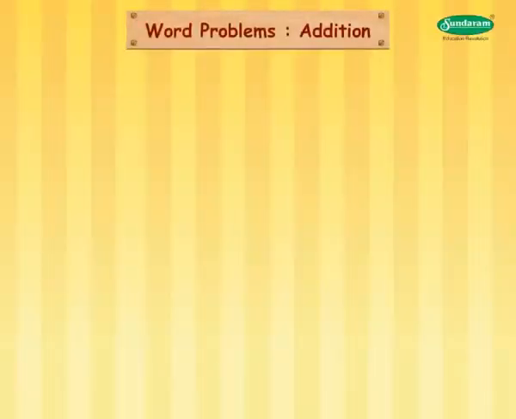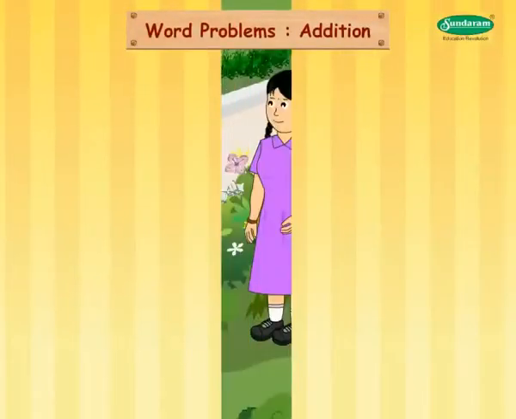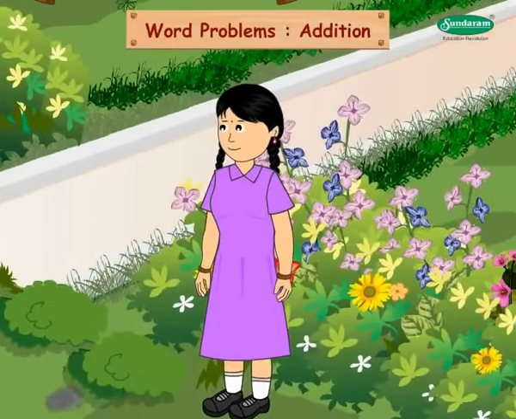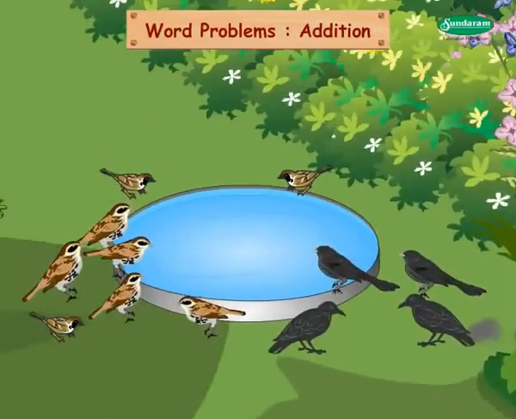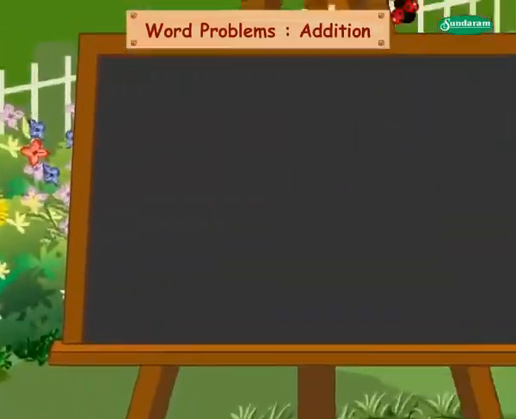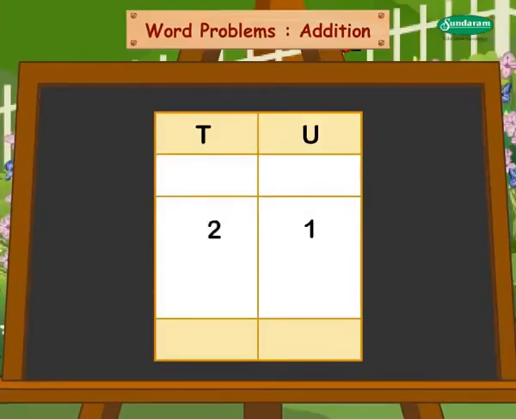Word problems. Addition. Manisha placed a dish of water in the garden for the birds. 21 sparrows came to drink water. 19 crows came too. Altogether, how many birds came to drink water? Altogether, 40 birds came to drink water.